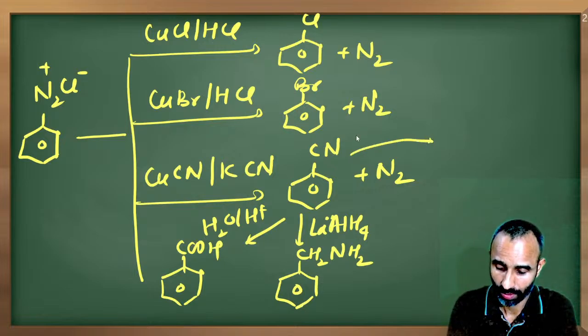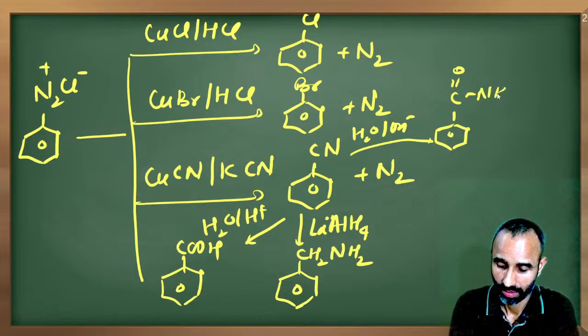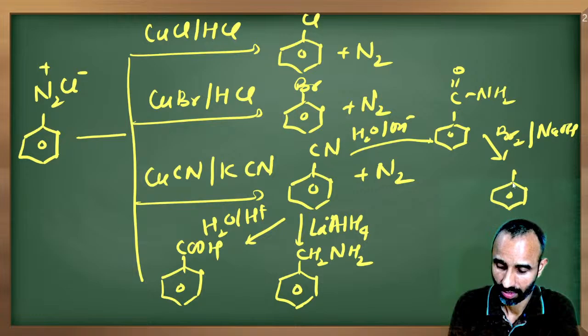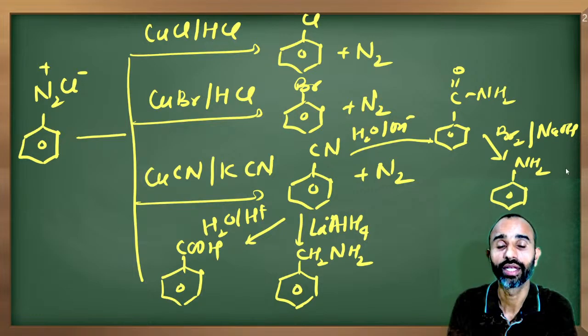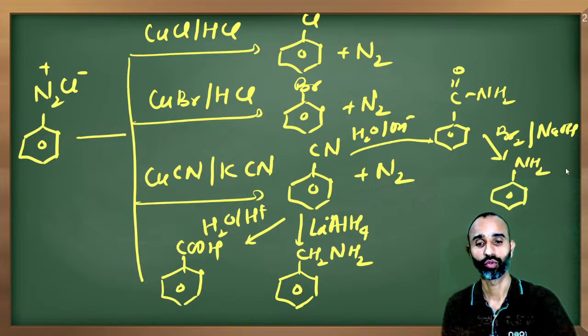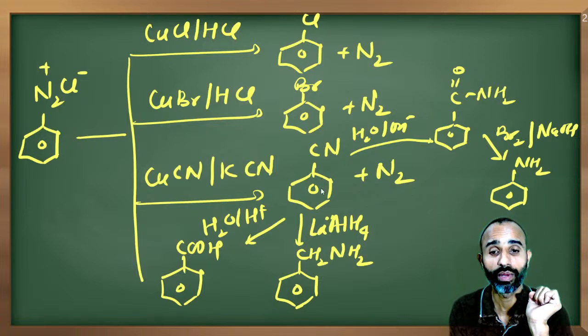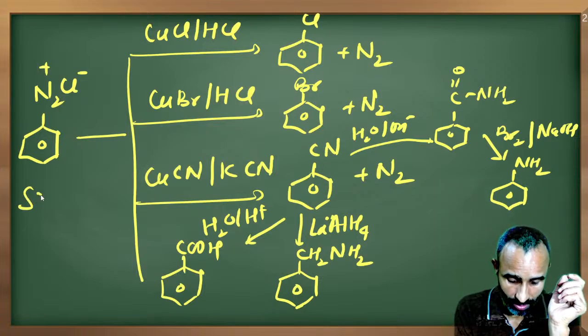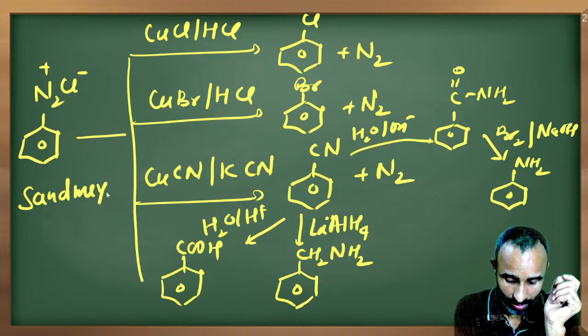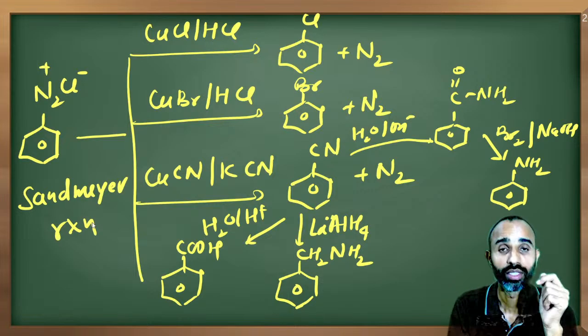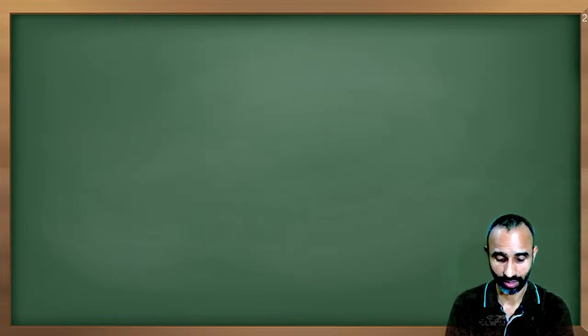If we get the amide, and if the amide is treated with Br2 and KOH or Br2 and NaOH, we get back aniline. So these three reactions, chlorobenzene, bromobenzene, cyanobenzene, are Sandmeyer reactions.